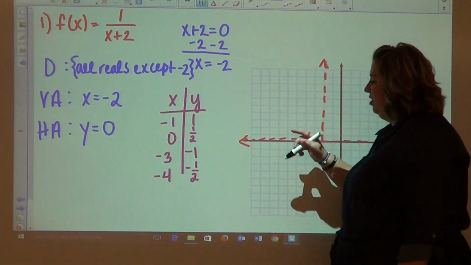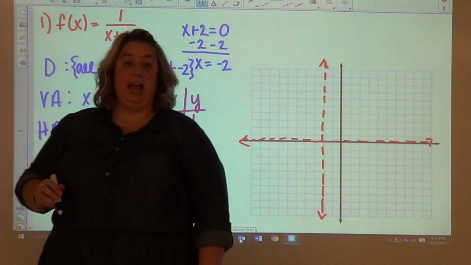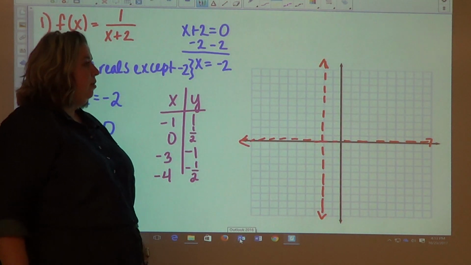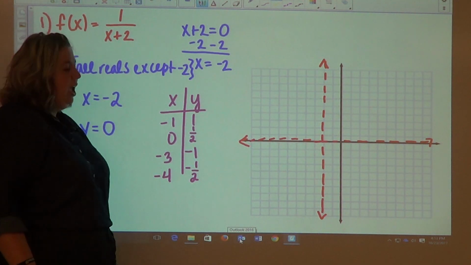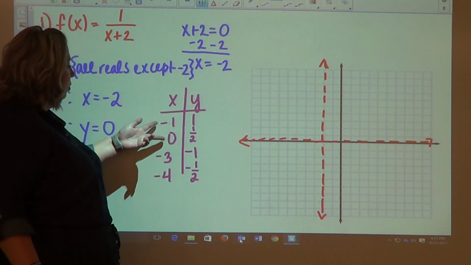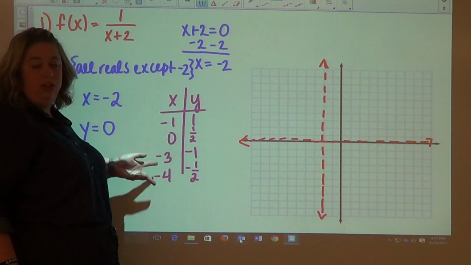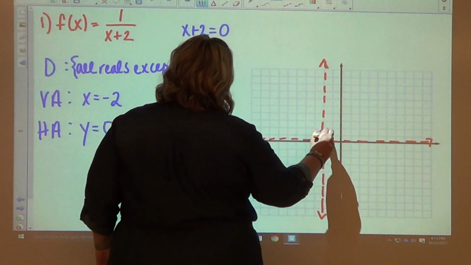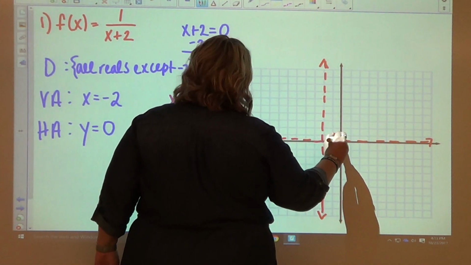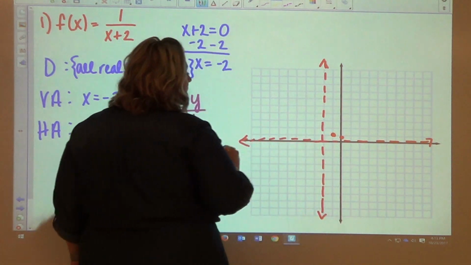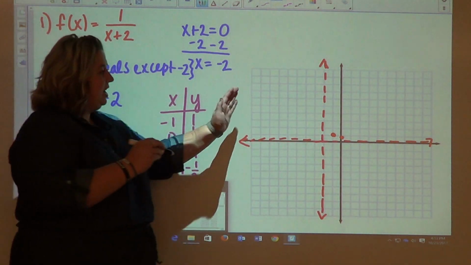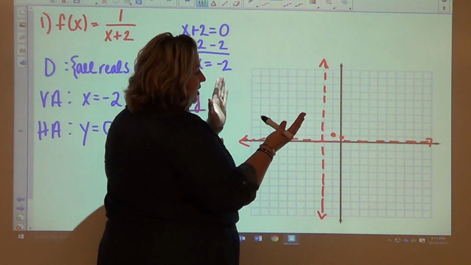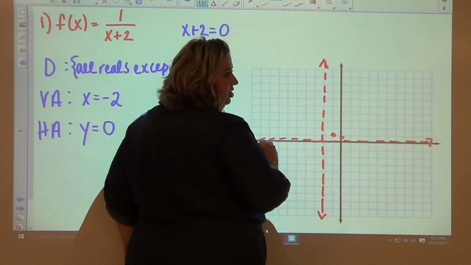Okay, and I realize if it's on the axis, sometimes it's hard to make it exact. Do the best you can. Then when I'm plotting these points, the first 2 points are going to go together, and the second 2 points are going to go together. So when I have -1, 1, and I have 0, 1/2, those are both connected, or contained, inside these dashed lines.